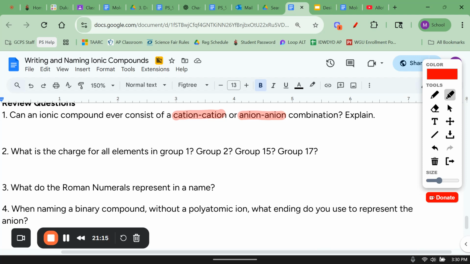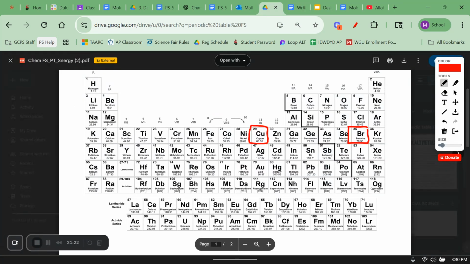What is the charge for all of the elements in the following groups? In group 1, this is going to be our conversation from our periodic table. In group 1, everything should be a +1 charge. In group 2, everything should be +2. In group 15, everything should be -3. We now have nonmetals on the right side. And then anything from group 17, our halogens should be -1 as your answers for that question.